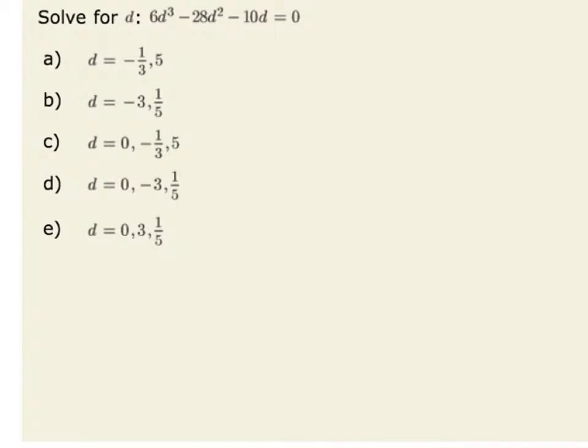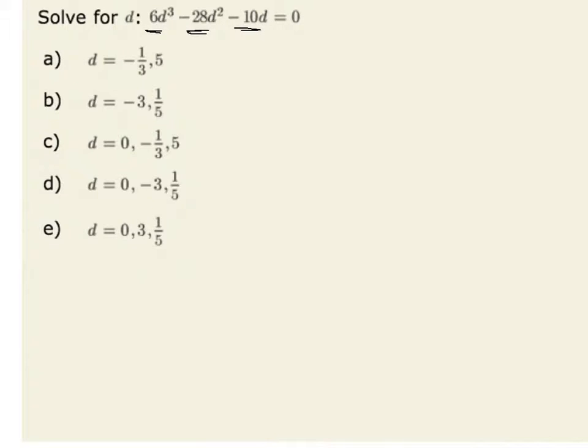In this problem, I'm asked to solve for d given the equation 6d cubed minus 28d squared minus 10d is equal to 0. The first thing I would like to do is try to factor that left-hand side. I am going to look to see if there's a greatest common factor between my three terms.